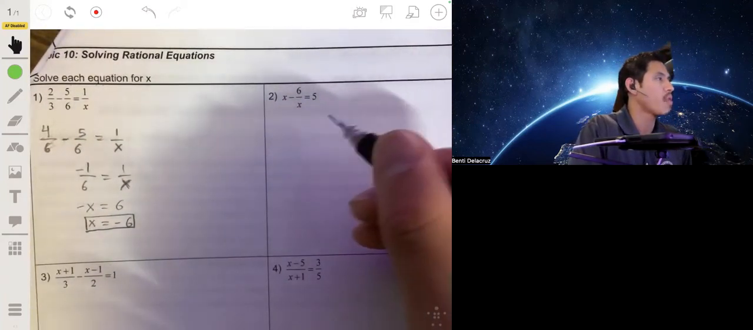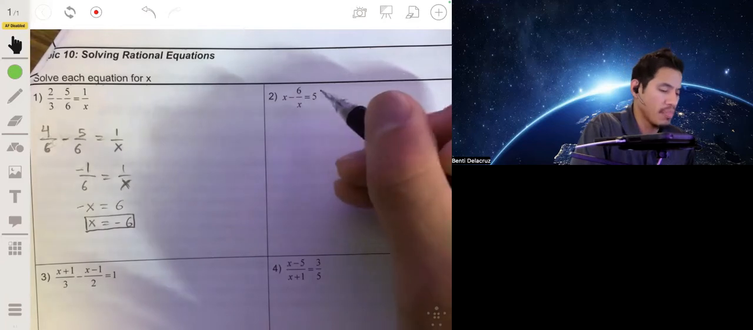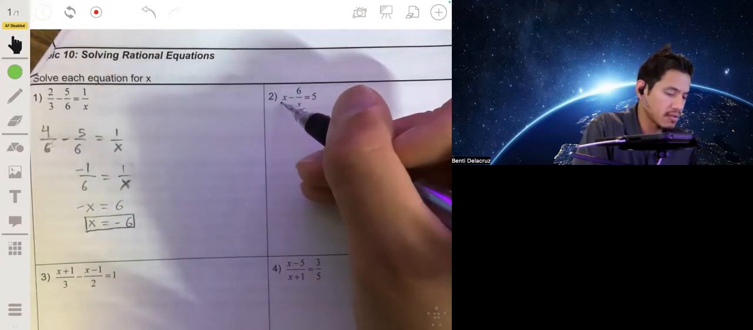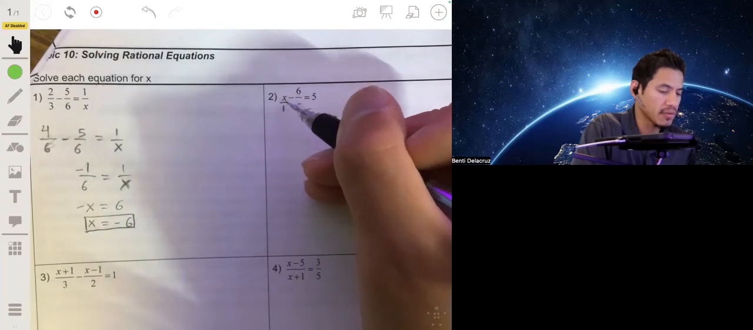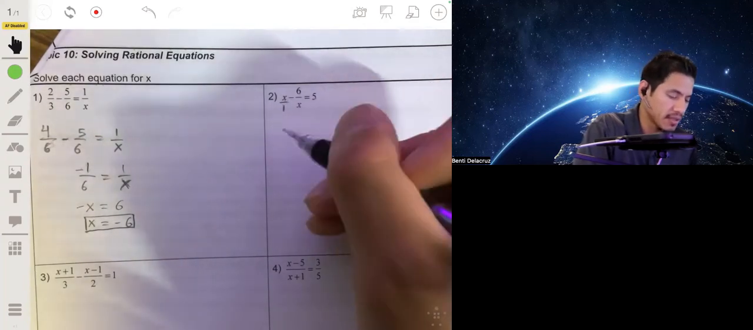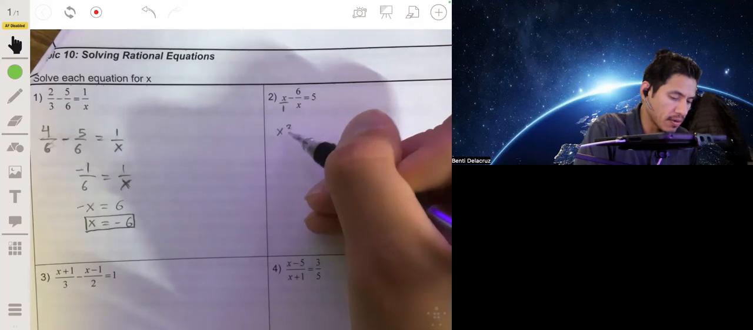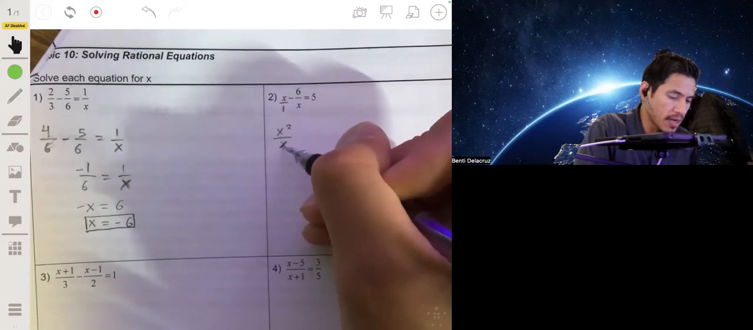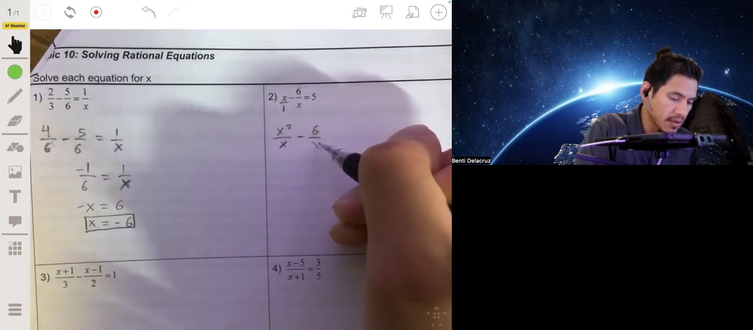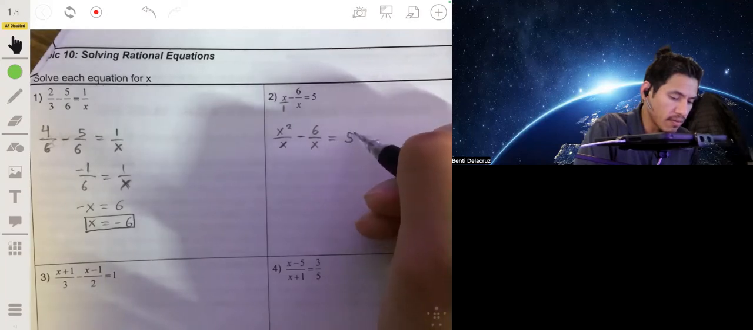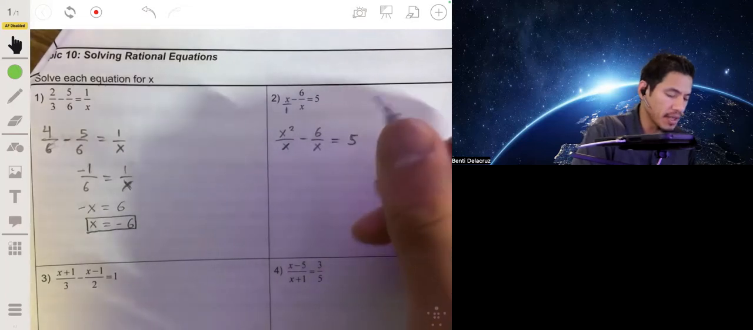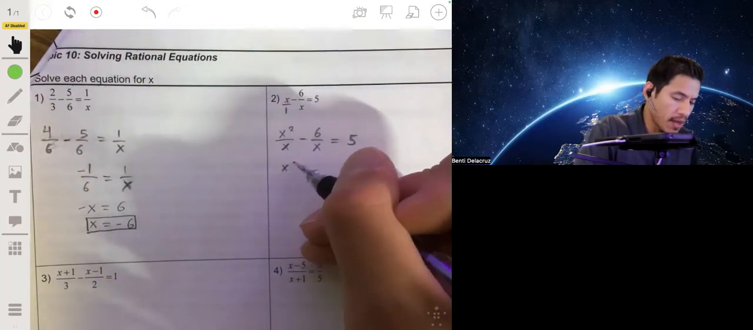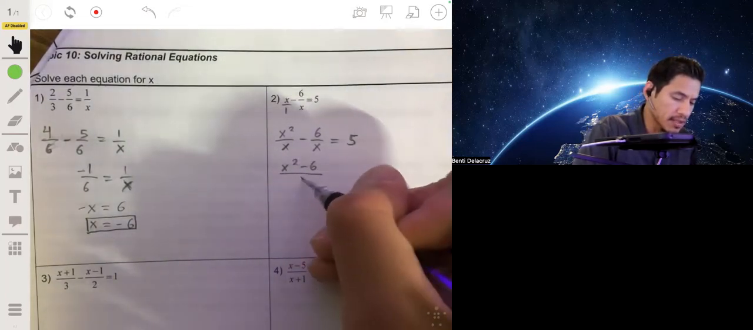Right here, we're going to need to make both these terms over x. Let's remember that x is the same as x over 1, so we're going to multiply x over 1 by x over x. So you're going to have x squared over x minus 6 over x equals 5. And then this will be like x squared minus 6 all over x is equal to 5.